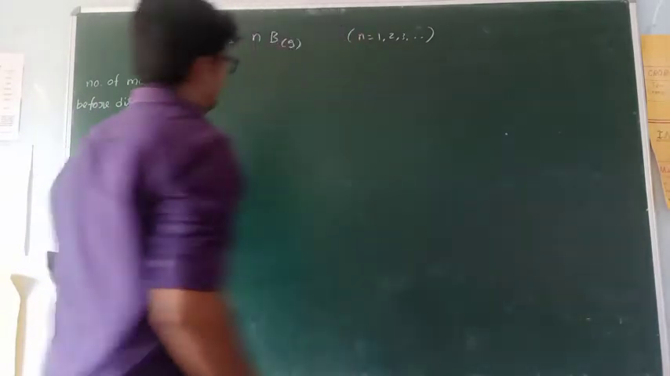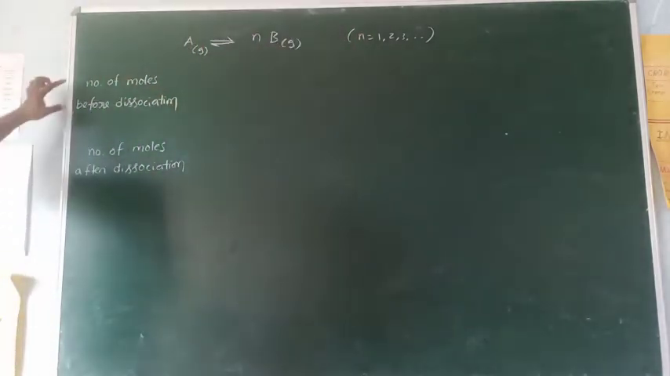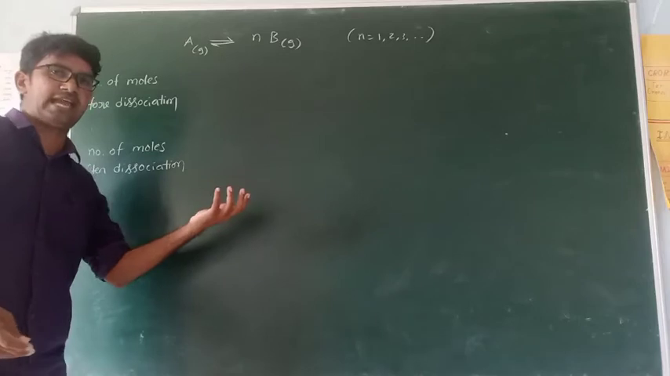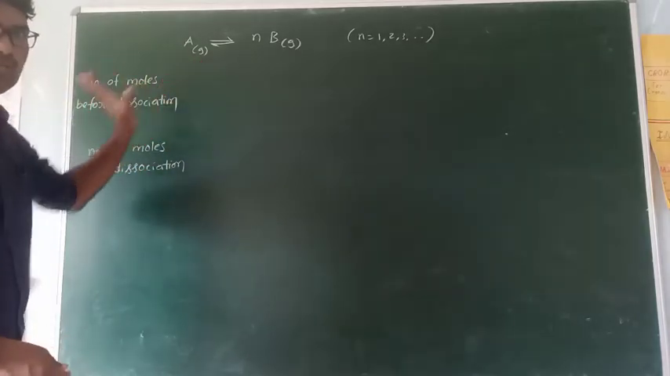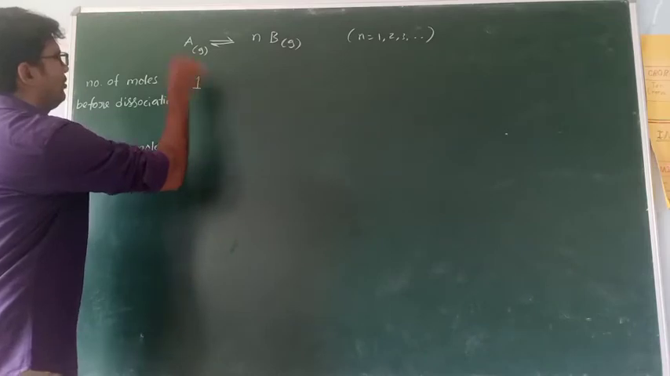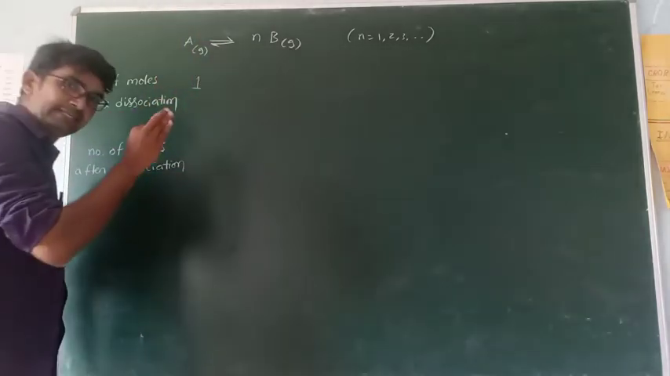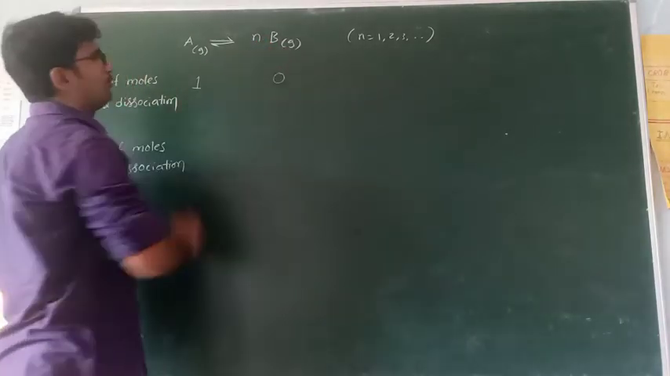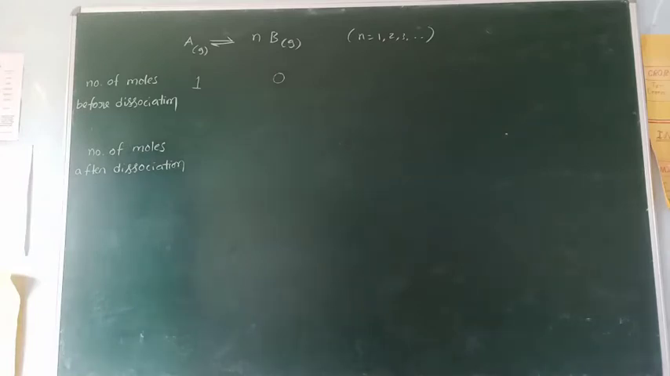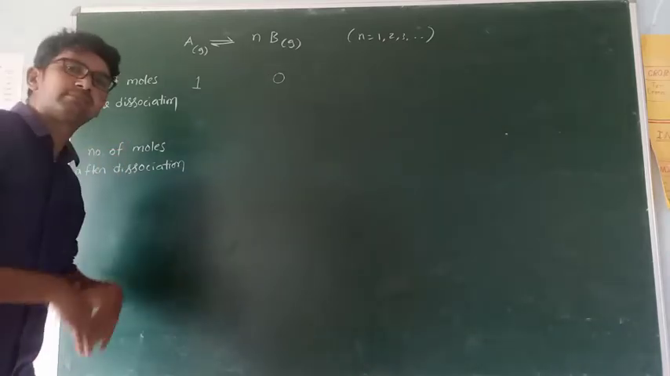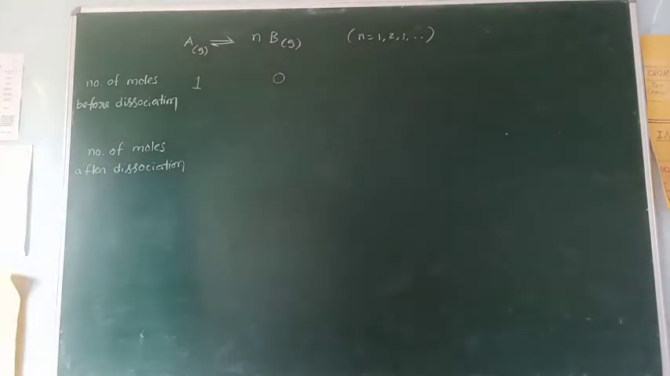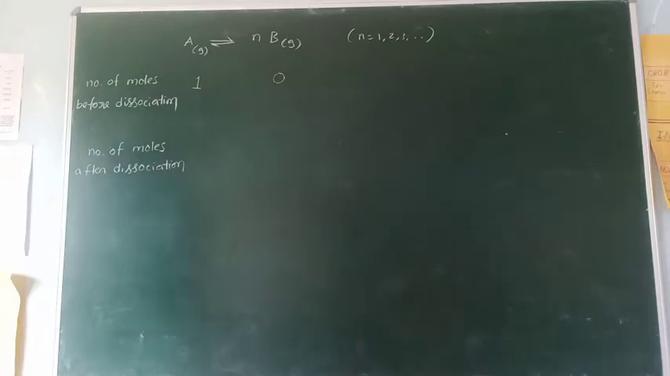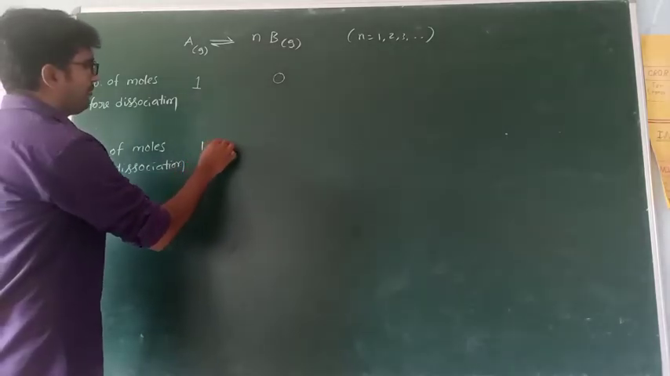Right. Initially, see this one. Number of moles before dissociation. Before dissociation means before starting the reaction. First, how many moles of A are there? For example, I will take only 1 mole. So initially, at t equal to 0, how much product is there? 0. There are no products at the beginning of the reaction. After the reaction is complete, that is the number of moles after dissociation.